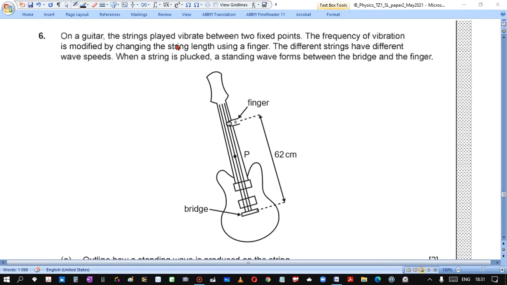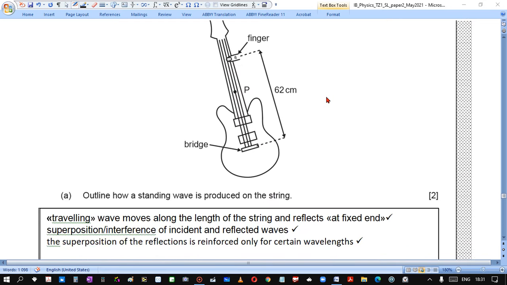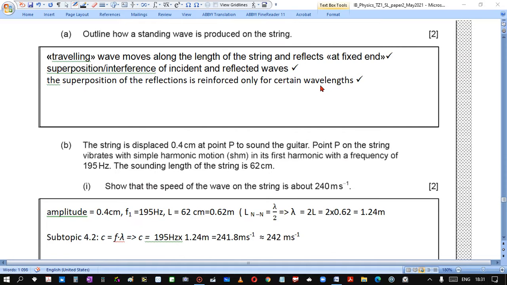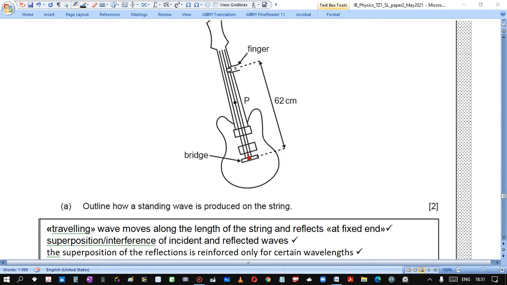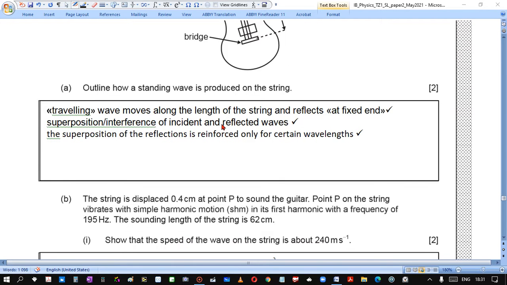On a guitar, the string plate vibrates between two fixed points. The frequency of vibration is modified by changing the string length using a finger. The different strings have different wave speeds. When a string is plucked, a standing wave forms between the bridge and the finger. So we have two fixed points, and between these two points standing waves are formed.